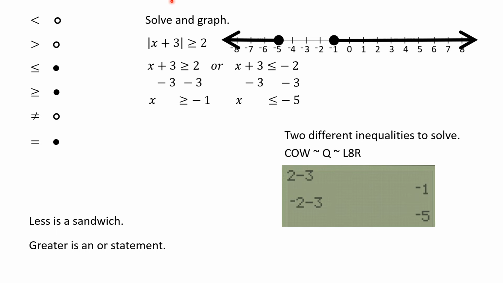Now, if you're wondering why I can't write it all together like we did, think about a valid solution, right? Negative 6 is a valid solution. And negative 6, indeed, is less than or equal to negative 5, right? So that's why negative 6 is a valid solution. But negative 6 is not greater than negative 1.